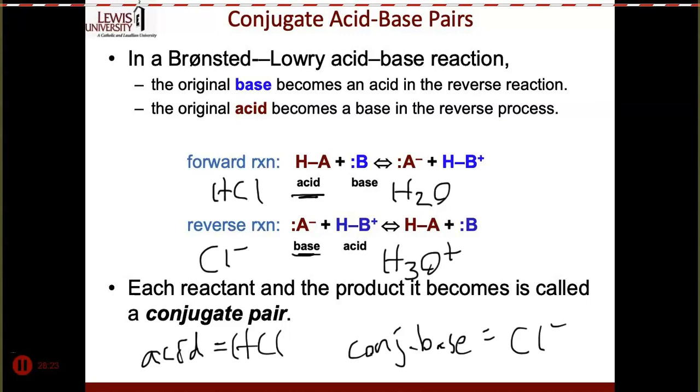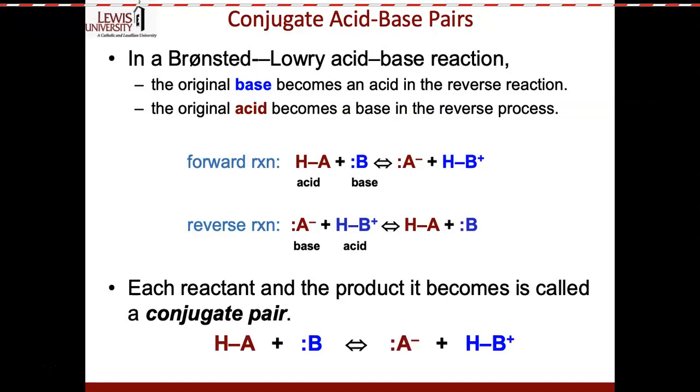And so our acid is defined as a proton donor in the forward direction. The base is defined as the proton acceptor in the forward direction. The conjugate acid-base pairs have the same definitions but apply to the reverse reaction. So the conjugate base Cl minus is a proton acceptor. It acts like a base in the reverse reaction. The conjugate acid H3O plus is a proton donor in the reverse reaction. It acts like an acid. Okay, so that's how we come up with these conjugate pair definitions.